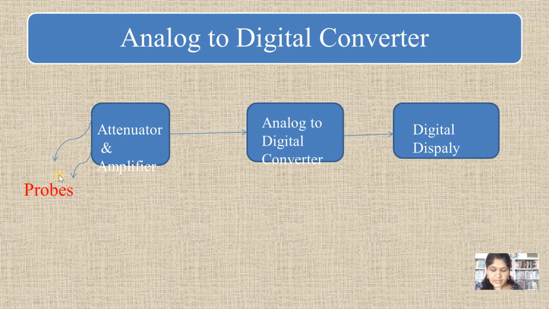So this is the complete working of the digital voltmeter, which, described in short, is nothing but A to D conversion of the input signal.